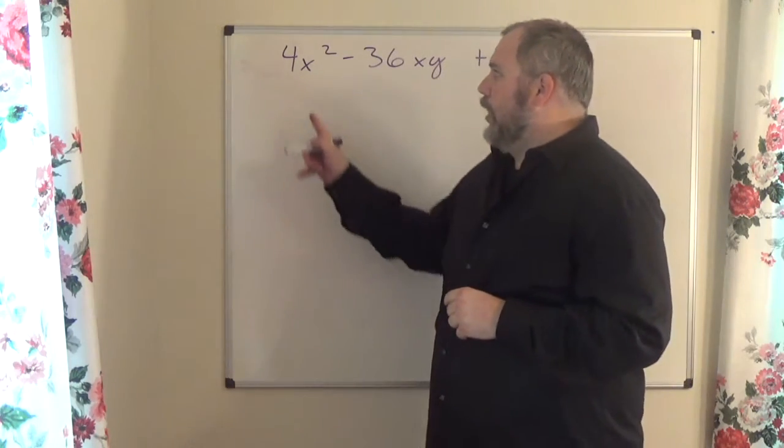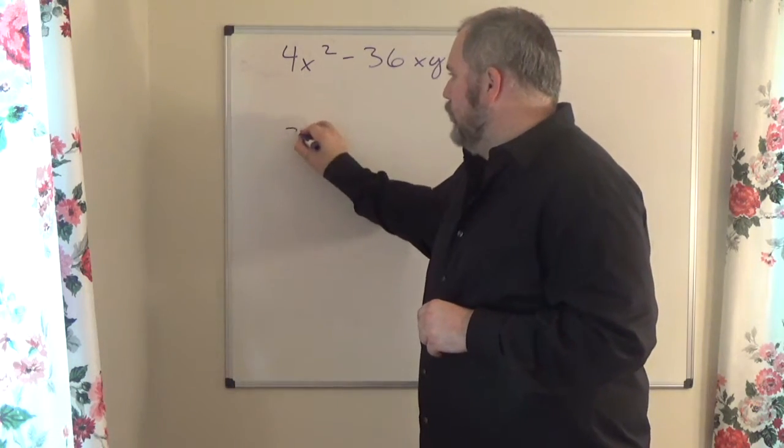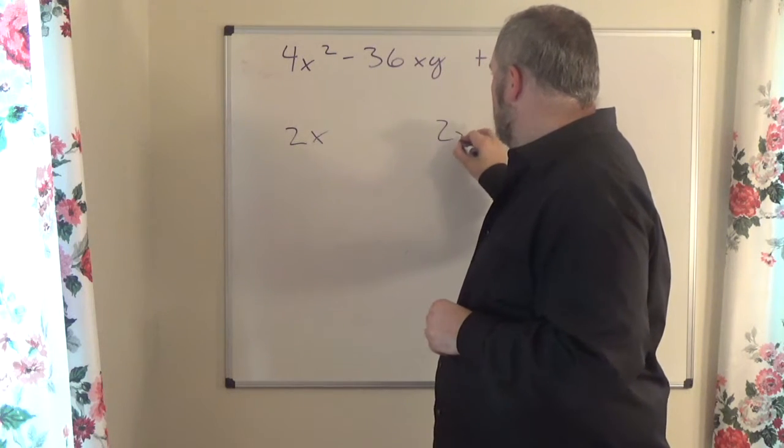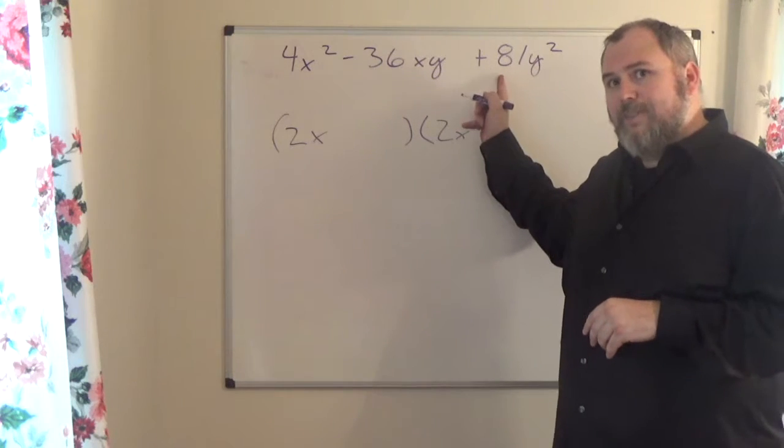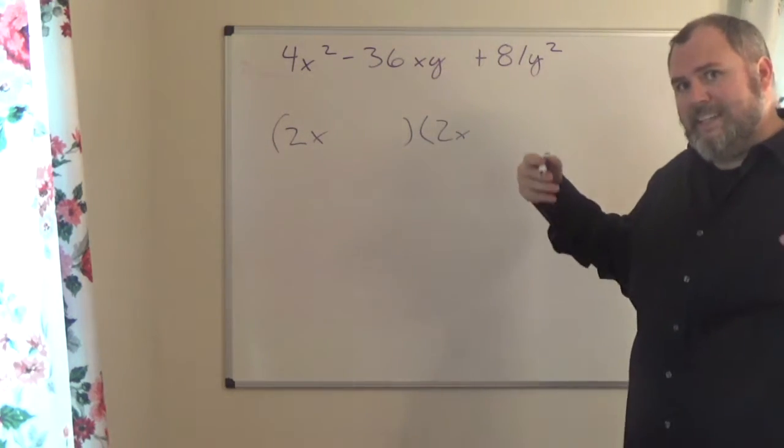So let's find out. We know that this is going to give me 2x when we square root it. Right? So we get that. We know that this, when I square root it, is going to give me 9y.